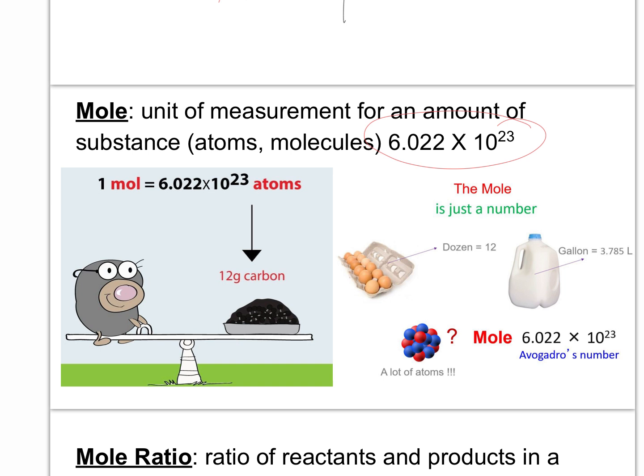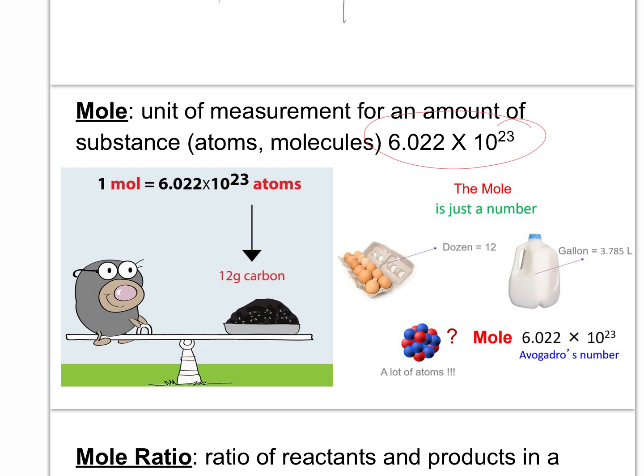We don't really use that number a lot here, but if you take high school chem or AP chem, you'll see it there. I know it's a bit intimidating, but really this is just a number, kind of like how a dozen eggs means 12 eggs, or a gallon of milk is that many liters. 1 mole is just a whole bunch of atoms, 6.022, so 6 with 23 zeros after it, a really big number of atoms.